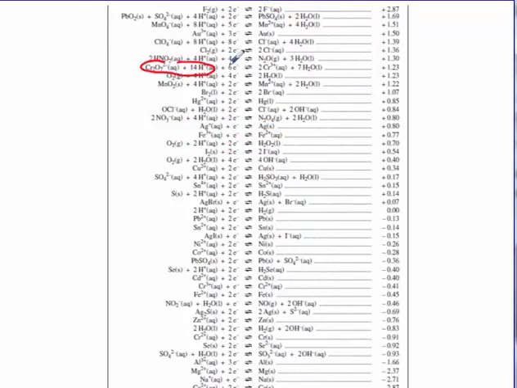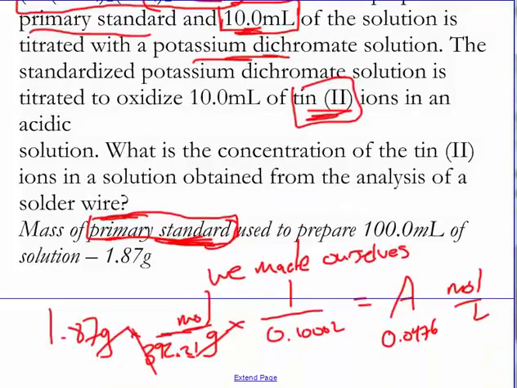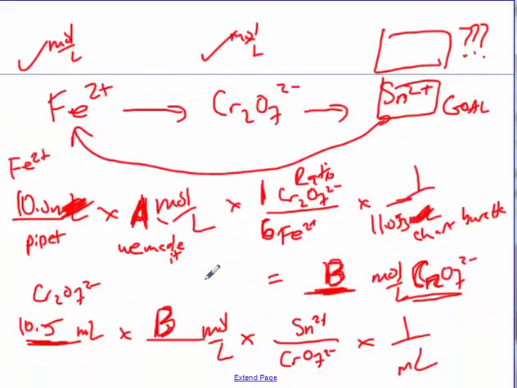Dichromate is up here with its 6 electrons. Tin is right here with its 2 electrons. So how do you balance a 2 and a 6? Well, these guys need to be times by 3, basically. So you need 3 tins. We need 3 tins for every 1 dichromate.